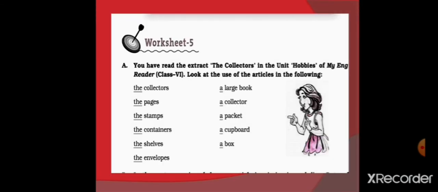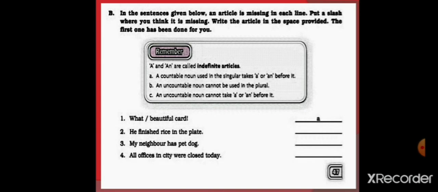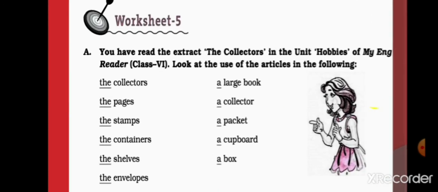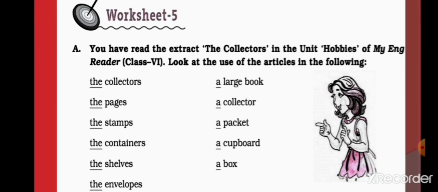Now let's read worksheet number 5 and see where the articles, different articles, are used here. Okay. You have read the extract, The Collectors, in the unit Hobbies of my English Reader, class 6. Look at the use of the articles in the following.